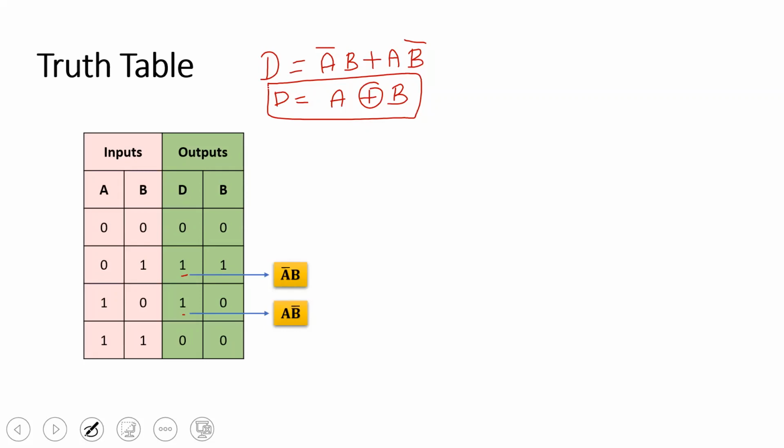If you look at the borrow column, borrow is 1 only in one place. The expression is A bar B. So, the borrow expression is A bar B. This is the half subtractor's logical expression for difference and borrow.